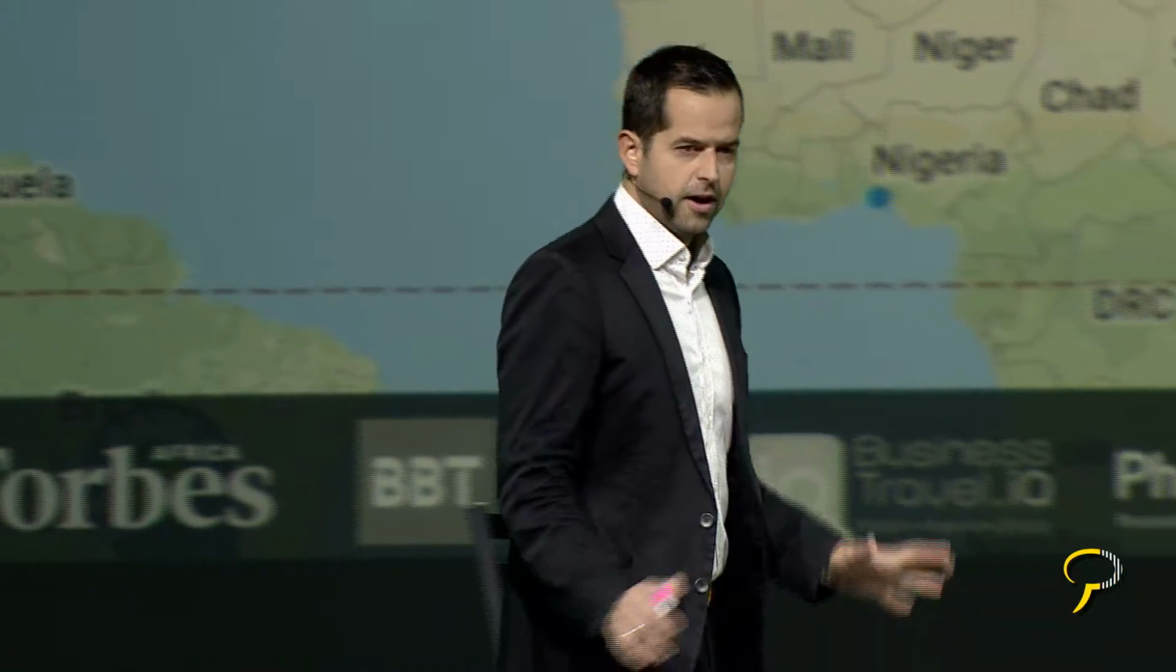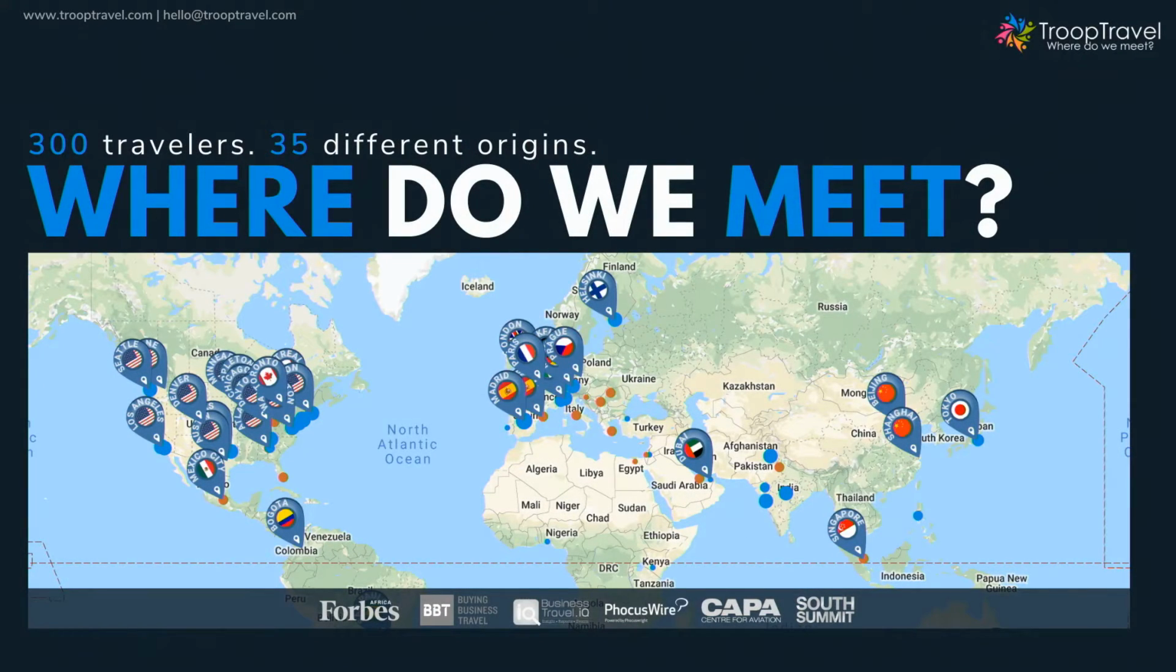Let me start my presentation with a question. Imagine you're organizing a meeting for 300 people coming from 35 different origins from all over the world, just like you can see here on the map. The very basic question is, what is the best destination for them to come together? Where should they meet? What sounds actually like a very easy question is very difficult to answer.